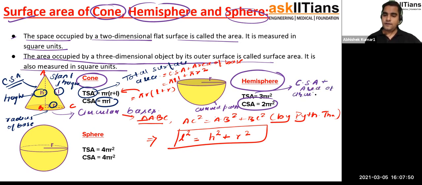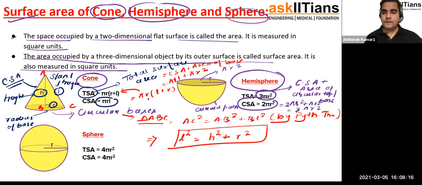Area of circular top or base, whatever. It depends on how that hemisphere has been placed. So the CSA is given by 2 pi r square. And since this base that you have is circular in nature, its area will be pi r square. So when 2 pi r square is added to pi r square, you get 3 pi r square. And that's exactly what has been written here.